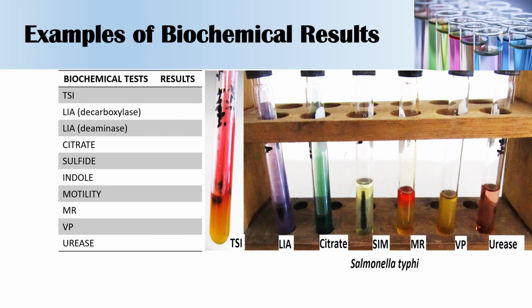Last example, we have Salmonella. For the TSI, we have K over A, and there is a blackening here, so it indicates H2S production. So it will be written as K over A plus H2S. Carboxylase positive, deaminase negative, citrate negative. For the SIM, the sulfide is positive, indole negative, motility positive. MR is positive, VP is negative, and urease negative.